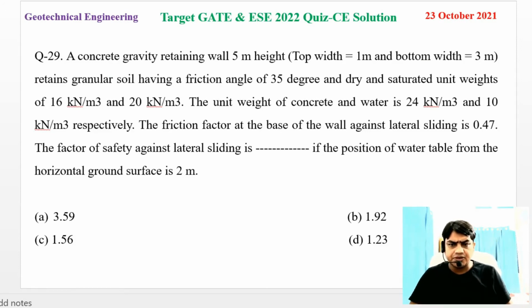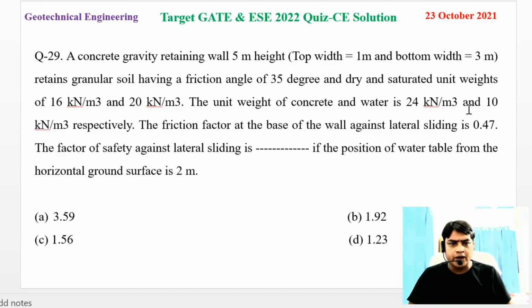So yesterday I uploaded a question related to geotechnical engineering. A concrete gravity retaining wall, 5 meters in height, has a top width of 1 meter and a bottom width of 3 meters. It retains granular soil having a friction angle of 35 degrees, and dry and saturated unit weights of 16 kN per meter cube and 20 kN per meter cube.